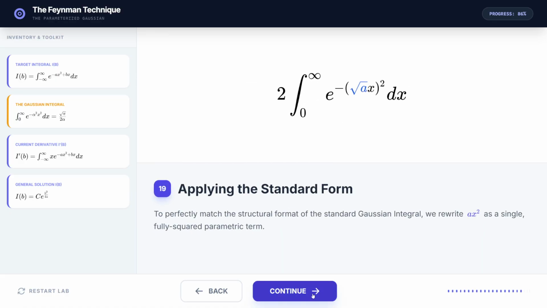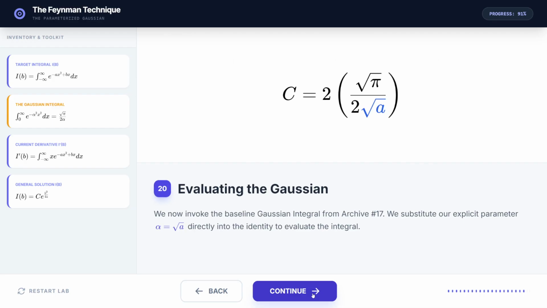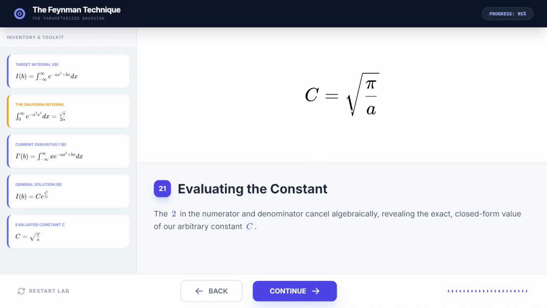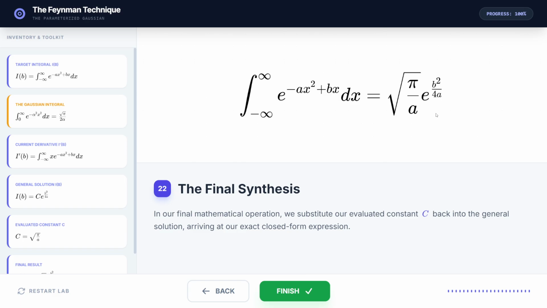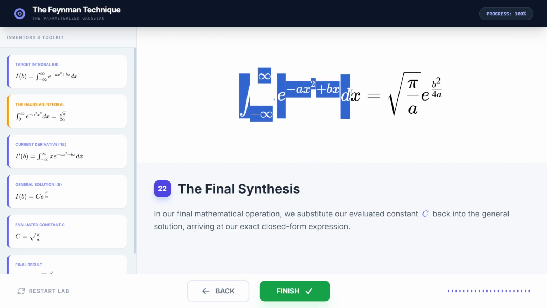And yeah, you can pause the video if you want to see all these steps. So we get C is equal to this, and yeah, that's what I thought it was going to be. C is equal to the square root of pi over a. Alrighty. And now we're done. So we just substitute C back, the square root of pi over a in for C, and we have our final evaluation here.